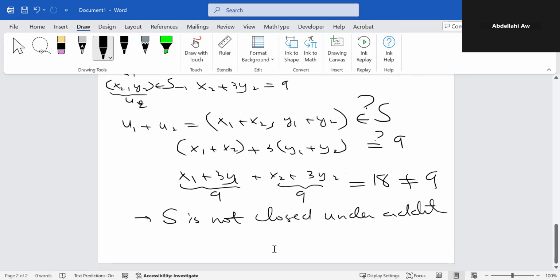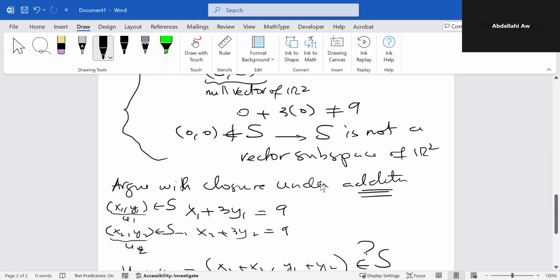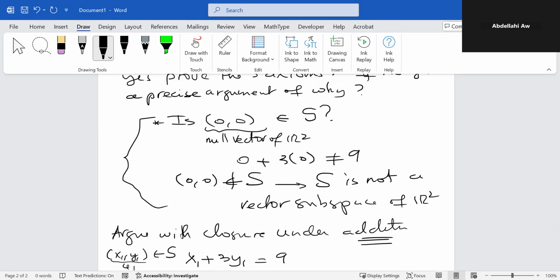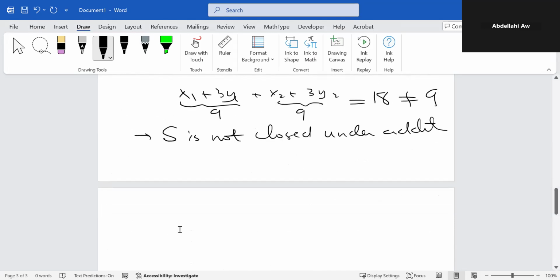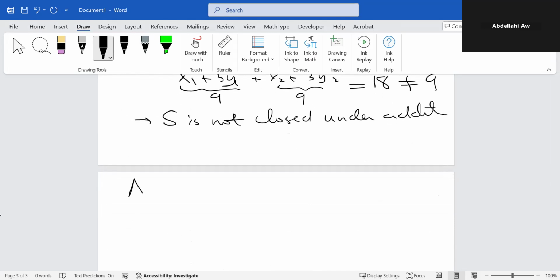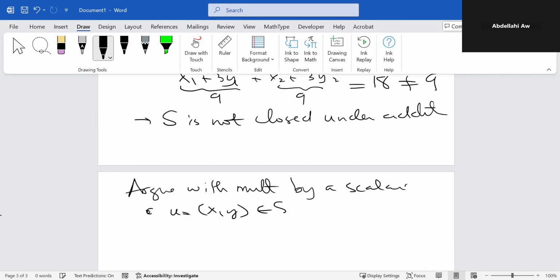Same way, we can choose to disprove that it is a vector space. We can choose to argue with multiplication by a scalar. You can choose that way. On the test, you don't have to write all three arguments. Just one is enough, right? So let's say u equals (x, y) is an element of S, which means x plus 3y is equal to 9.